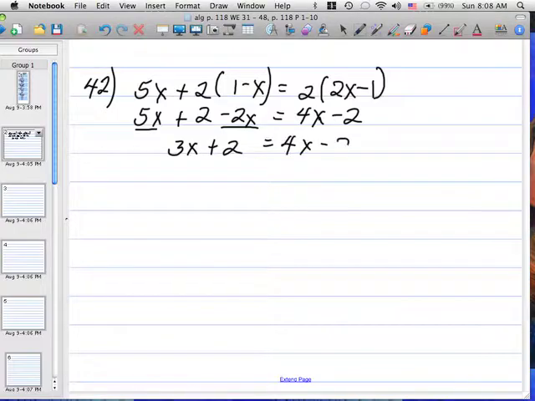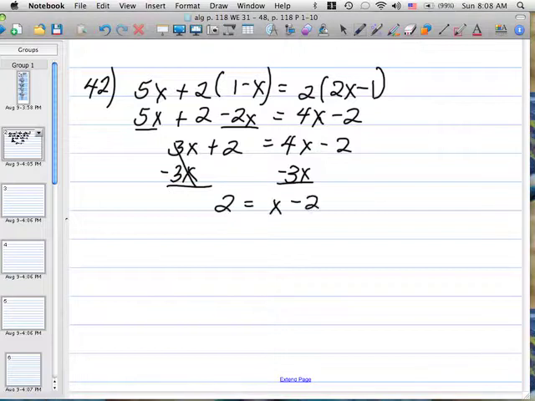So now both sides are simplified. I have variables on both sides. Keeping things positive, I'm going to move the 3x out of the left. I'm going to subtract 3x. That gives me 2 equals x minus 2. And I solve for x. I add 2, and I get 4 equals x.